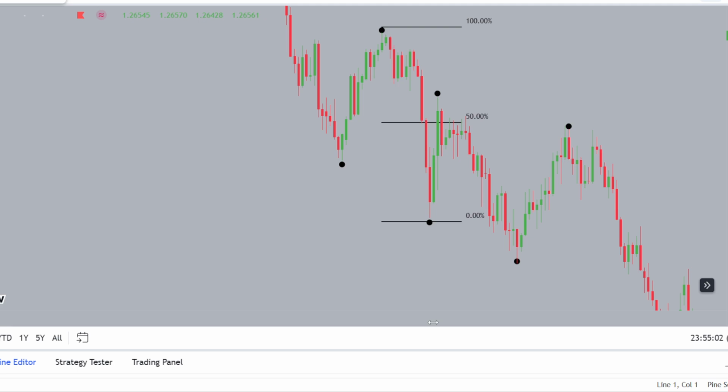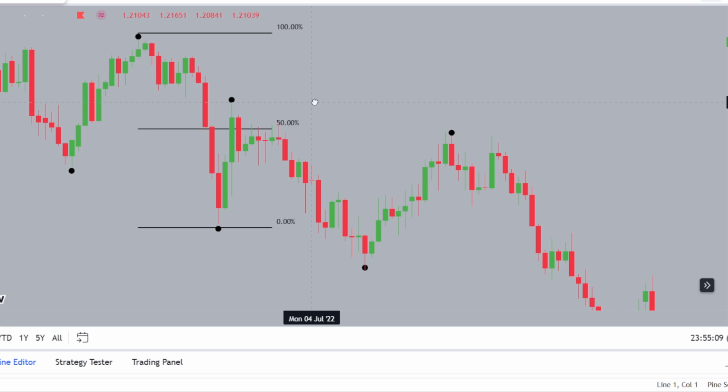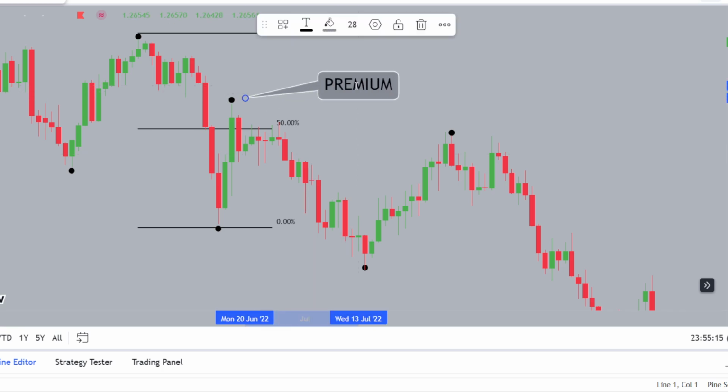is in discount. Now you have to understand, not every single high will come up to it. Sorry, this is a premium. Not every single high will come up to a premium. So in this case, we understand it's a premium.